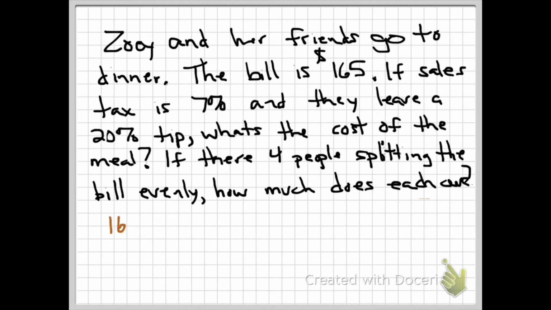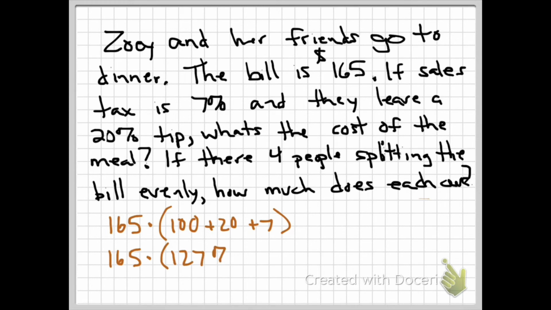So we have to actually factor in 2 other percentages that are going to be marked up. So 165 times 100 plus the tip of 20 plus the sales tax, all percentages. So 165 times 127%, and then we make that into a decimal, so it's actually 1.27. All right, so let's see what that's going to be. You don't want to skimp out on the tip. So that ends up being $209.55.